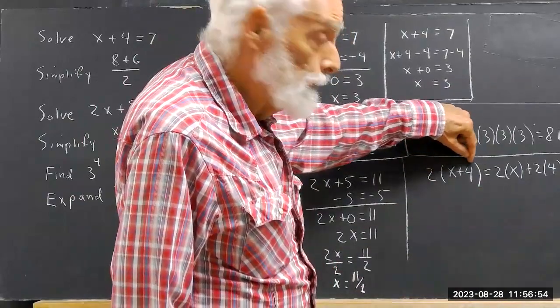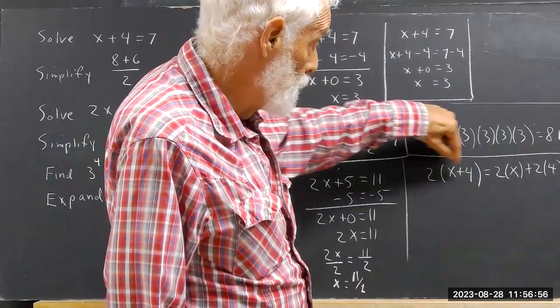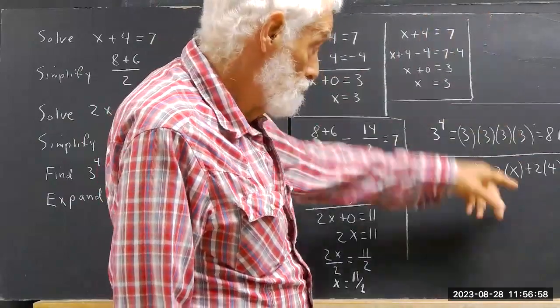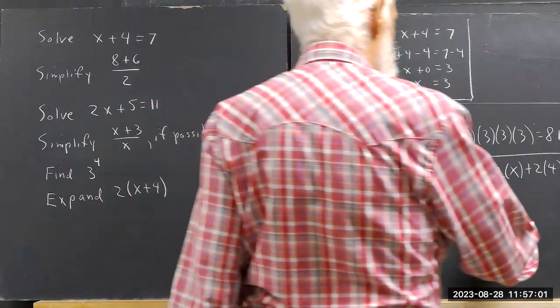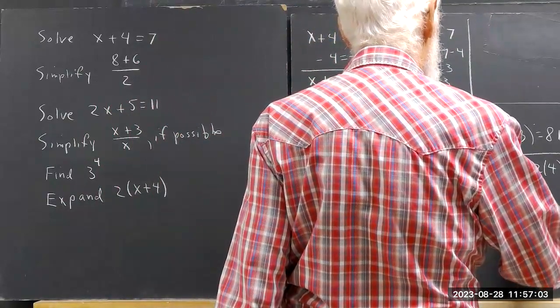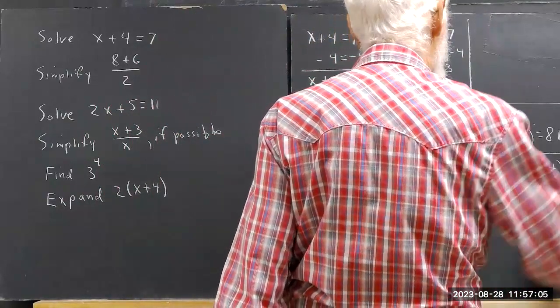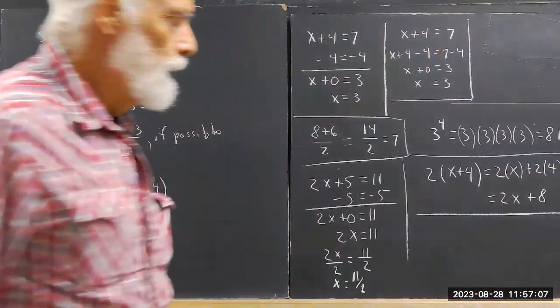2 is multiplied by everything in here. I mean, 2 is multiplied by x, 2 is multiplied by 4. There it is. And of course, then we can write that as 2x plus 8.